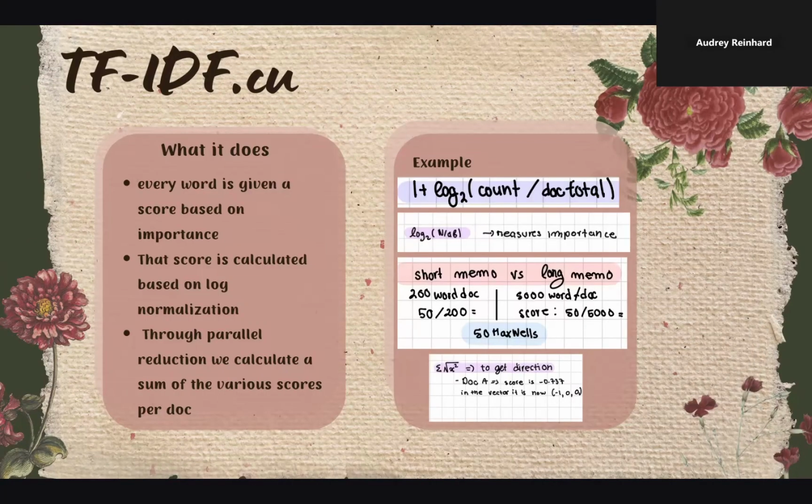For the TF-IDF, it looks at the previous matrix that we created, and we're assigning a score of importance to that specific word. So for instance, the first equation we have is a log calculation, because we want to calculate based on the amount of documents we have. For instance, if we have 50 Maxwells in a 2,000 word document versus a 5,000 word document, we want to ensure that it properly calculates a score so that we're not basing it on the length of the document. So that score is calculated on log normalization, which is that first equation.